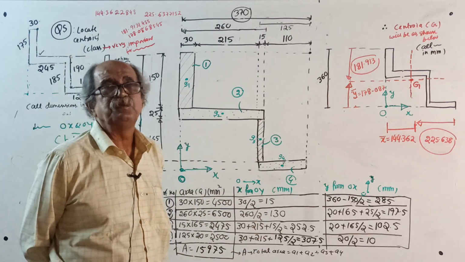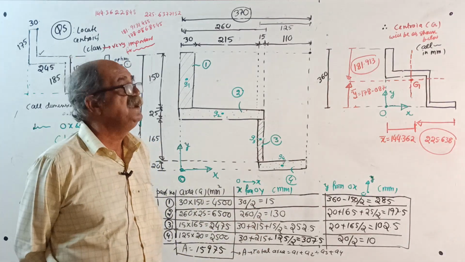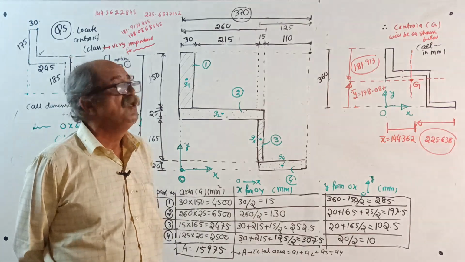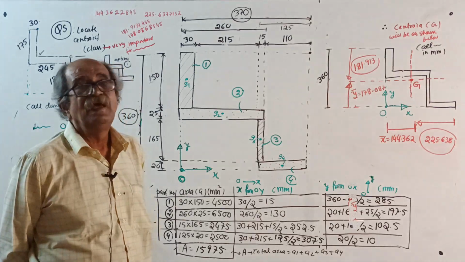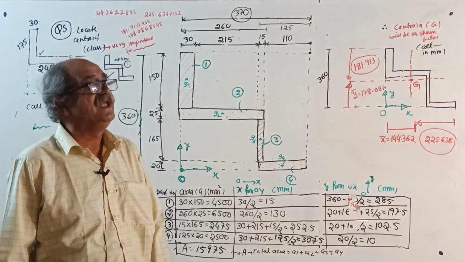X1, X2, X3, X4 are distances of centroid of each component, respectively 1, 2, 3, 4, from the reference axis, and Y1, Y2, Y3, Y4, A1, A2, A3, A4.